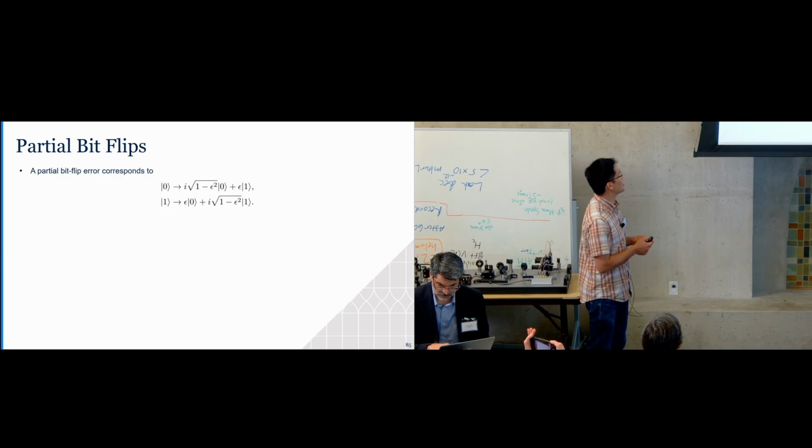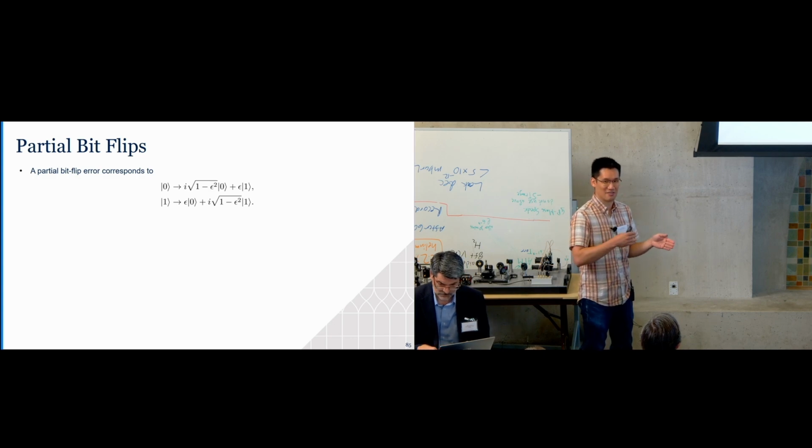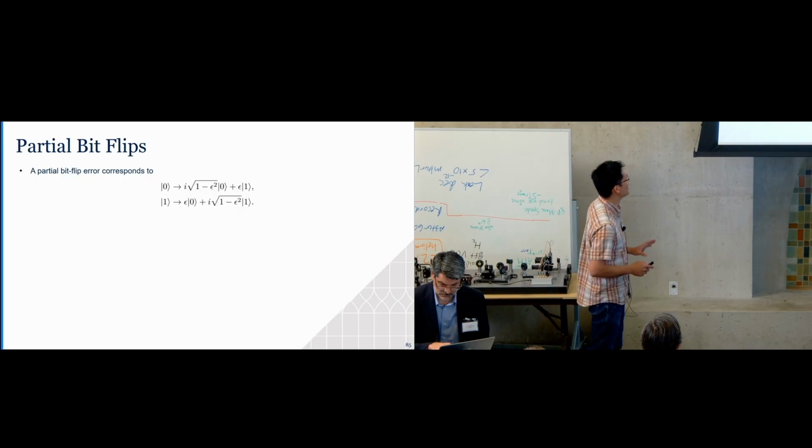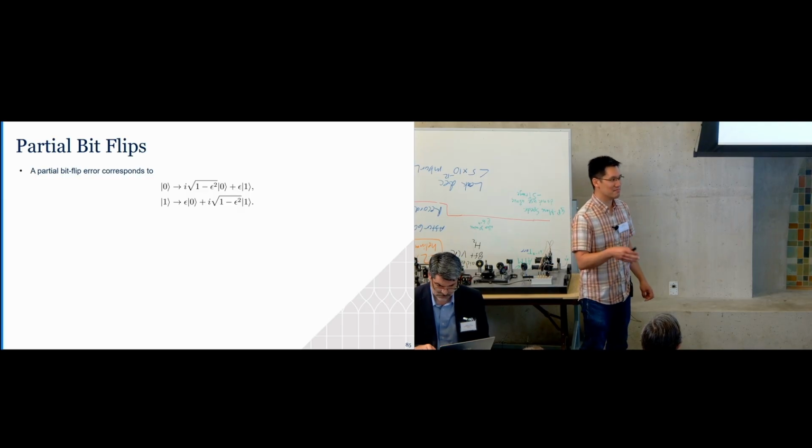So your 0 becomes a combination of 0 and 1 instead of becoming entirely 1. And then your 1 becomes a combination of 0 and 1 instead of becoming entirely 0. So epsilon tells you the, because epsilon squared is the probability of a complete flip, if that makes sense. The i's are to make this a valid quantum evolution.